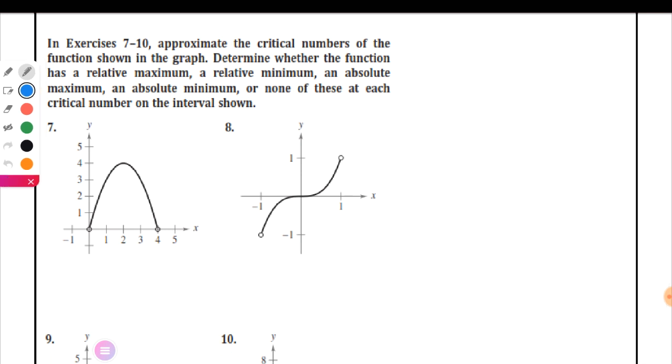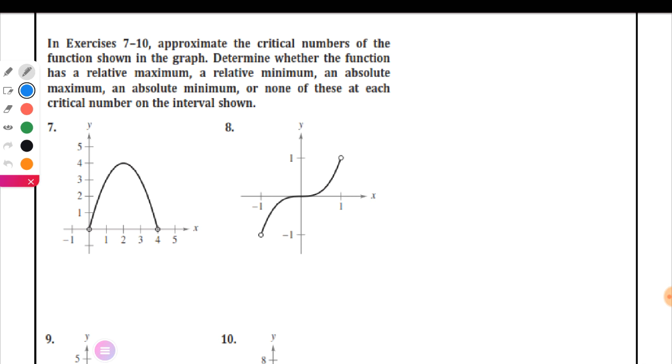Here, in exercises 7 to 10, approximate the critical numbers of the function shown in the graph. Determine whether the function has a relative maximum, relative minimum, an absolute maximum, an absolute minimum, or none of these, meaning no extrema at this critical number, at each critical number on the interval shown. Before we solve this example, I'd like to remind you of something, okay?